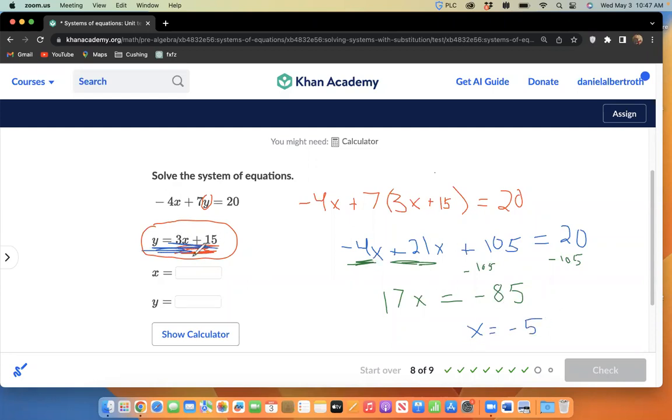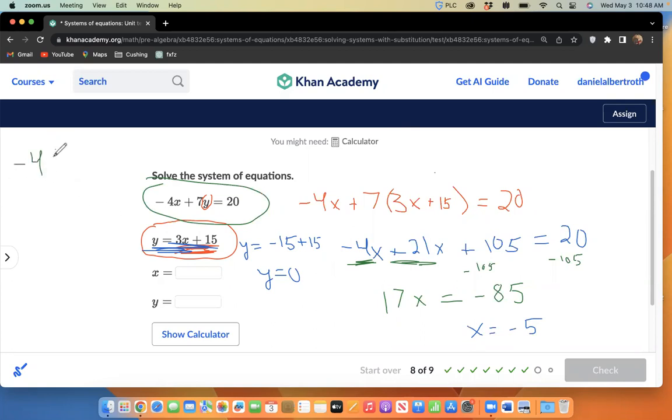I'll just do it here. So that means that y equals 3 times negative 5 is negative 15 plus 15. So we got another 0. So y should equal 0. Let's check that. Let's check it here. So let's make sure this all works out with the x and y we have solved for.